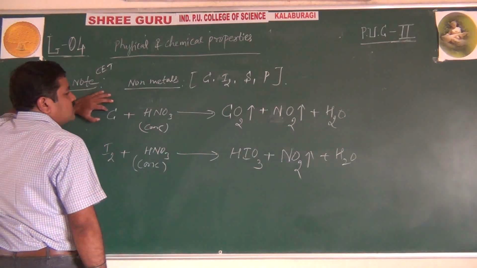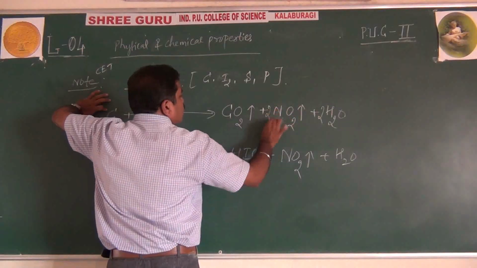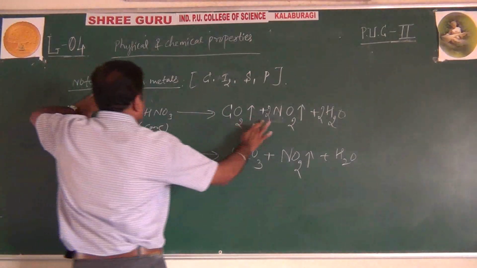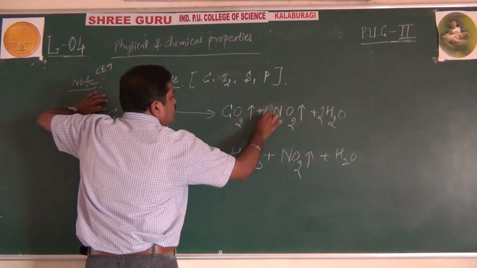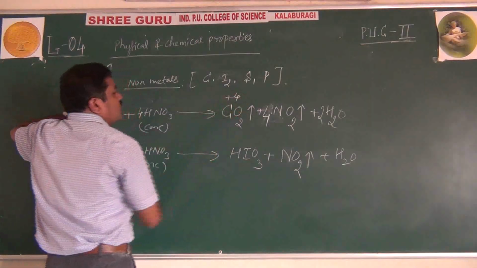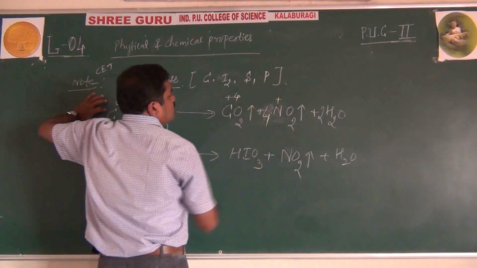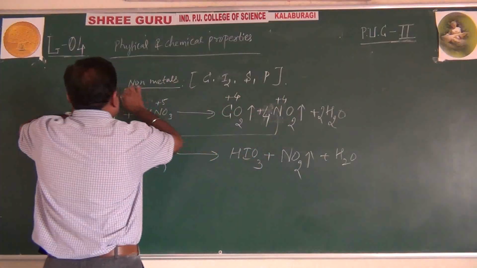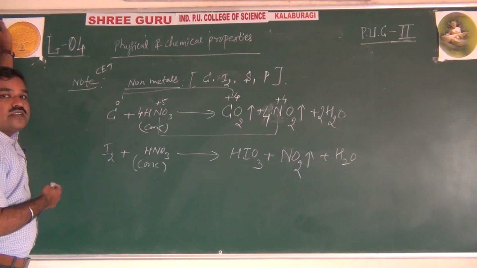So carbon to carbon dioxide, we write 4HNO3, 2H2O, 4NO2. Okay, that's a balanced equation, right? Oxidation number of carbon increases from 0 to plus 4, and nitrogen goes from plus 5 to plus 4. That means nitric acid oxidizes carbon to carbon dioxide and reduces itself to nitrogen dioxide.